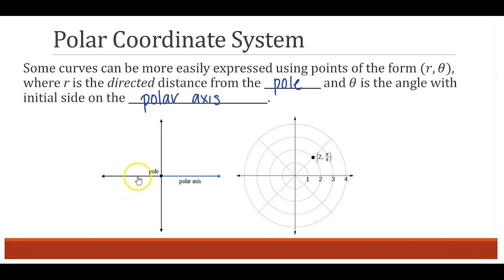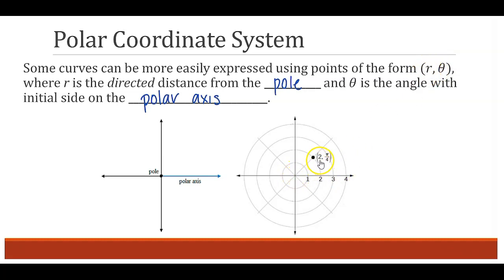So here I have the intersection of two planes, and instead of labeling them the x-axis and the y-axis with this intersection being the origin, we're going to call the intersection the pole when we're talking about the polar coordinate system, and what would normally be the positive x-axis we're going to call the polar axis. In order to graph polar coordinates of the form (r, theta), we actually go to the angle first, and then we address the directed distance r from the pole.